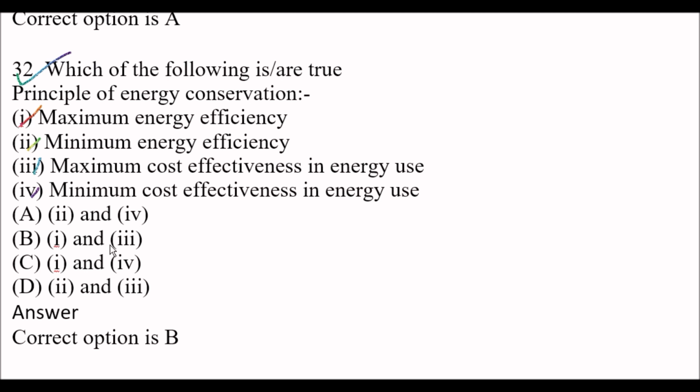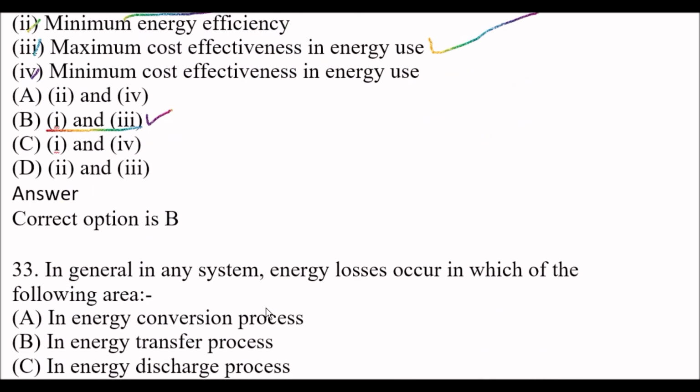Option B, first and third. Option C, first and fourth. Option D, second and third. Right answer is option B, first and third. Okay. Following our true principle of energy conservations are, first one is maximum energy efficiency and third one is also correct. This is maximum cost effectiveness in energy use. Okay. Next question.